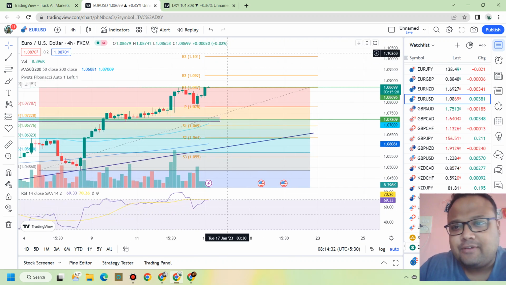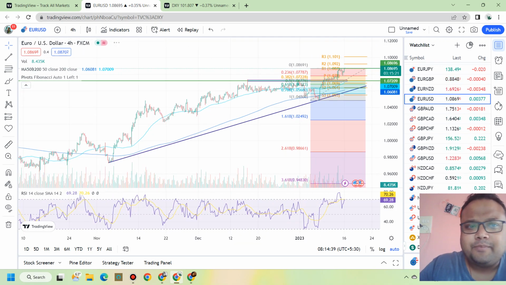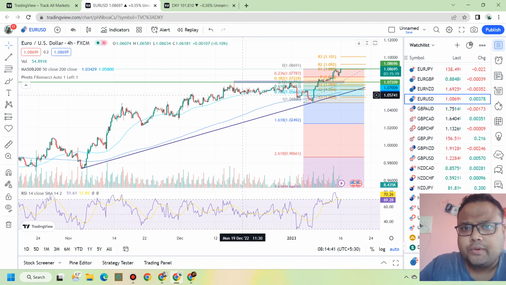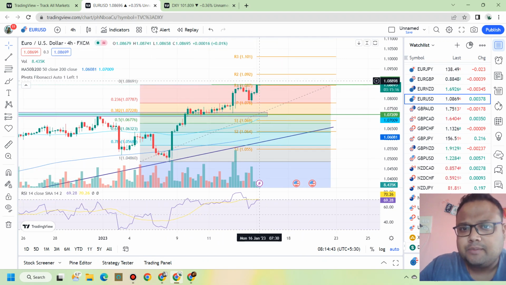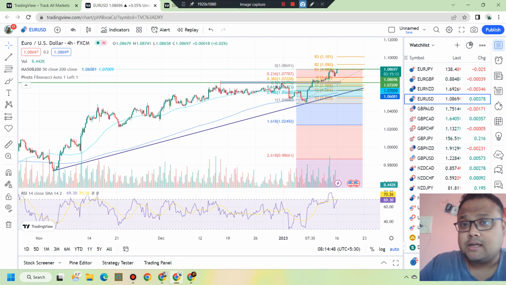Euro dollar, the 5-hour, is standing at 1.0869. This is the current market price. As I already discussed in the previous video, if we look at the chart here, in this particular portion of the chart, Euro USD may be going up. Maybe it is very bullish right now.